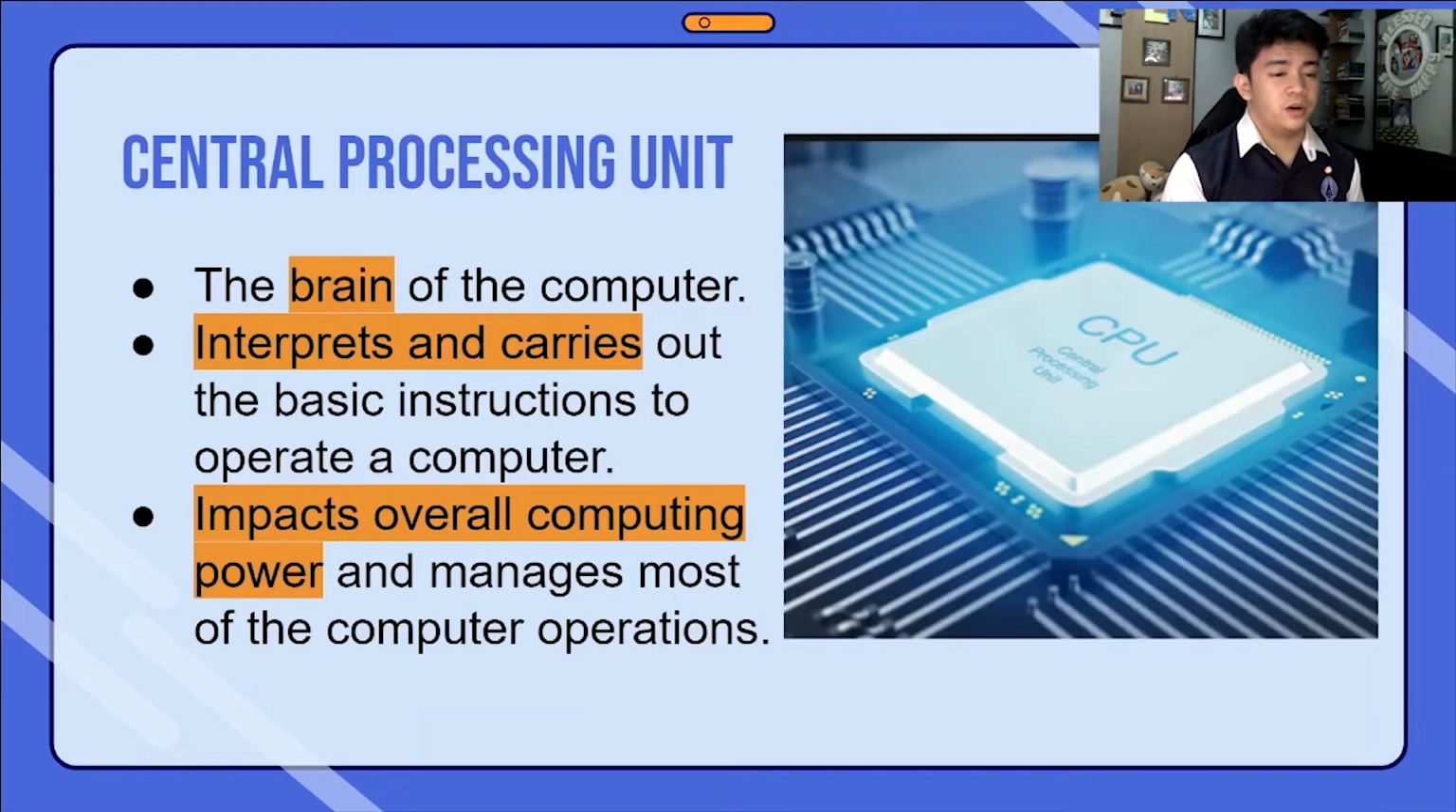Next we have the Central Processing Unit or yung CPU. This is the brain of the computer. This interprets and carries out the basic instructions to operate the computer, and this impacts overall computing power and manages most of the computer operation. So basically, alam naman natin lahat na sa kanya nanggagaling lahat ng inuutos niya sa iba-ibang components. Siya yung nag-interpret and siya yung nag-carry out ng mga instruction sa iba-ibang components para gawin nila ito, and then makita natin sa screen yung gusto natin makita.